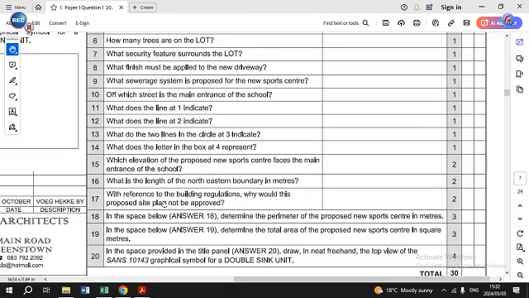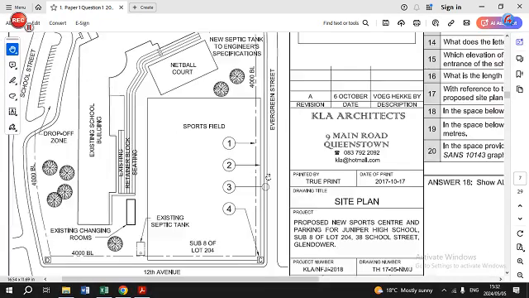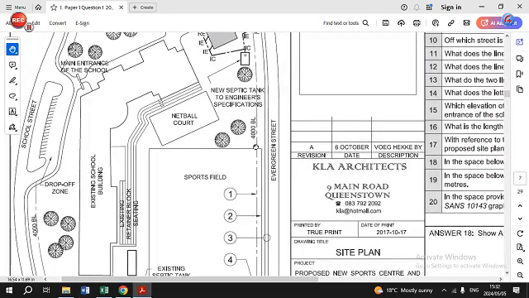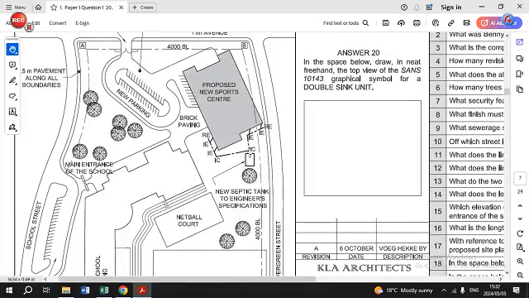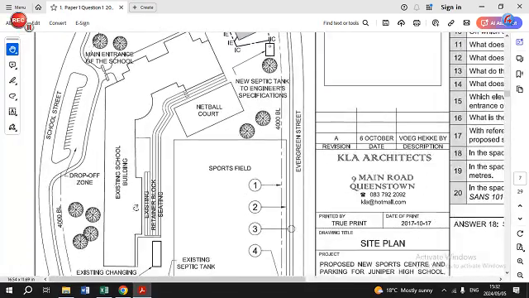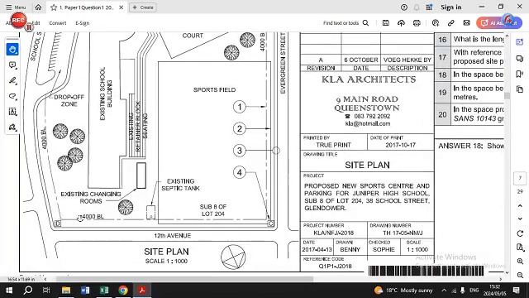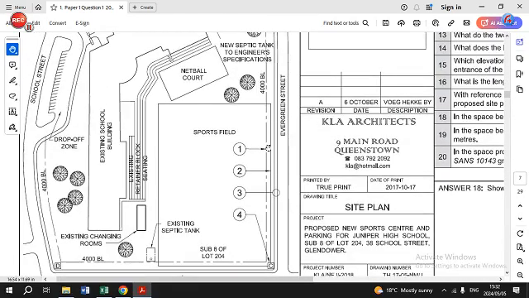Number 11, what does the line at 1 indicate? And at the same time, we're going to look at number 12, what does the line at 2 indicate? Here we will find number 1 pointing at this line, which is a chain line, a long short line, and it goes right around the premises inside the boundary section, and that line is known as a building line. So number 1 is going to be a building line.